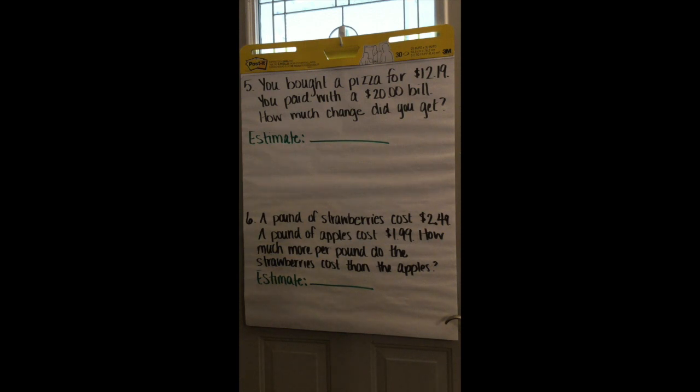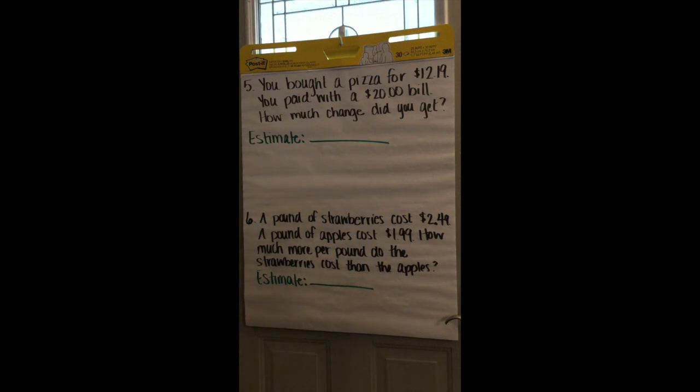So first of all, when we're doing subtraction and we have a word problem, we have to make sure that our number model is correct. A lot of you guys are going to see $12.19 in the problem first, and you're going to try to do $12.19 minus $20. But that's going to be incorrect. You have the $20 bill. The larger number has to come first when you're subtracting.